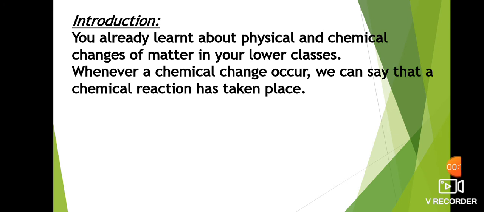You already learnt about physical and chemical changes of matter in your lower classes. Whenever a chemical change occurs, we can say that a chemical reaction has taken place. Then what do you mean by chemical change? It brings change in the chemical properties of matter and we get new substances. Chemical reactions means the substances that undergo some chemical changes. Examples for chemical changes are digestion of food, cooking of food, rusting of iron, etc.